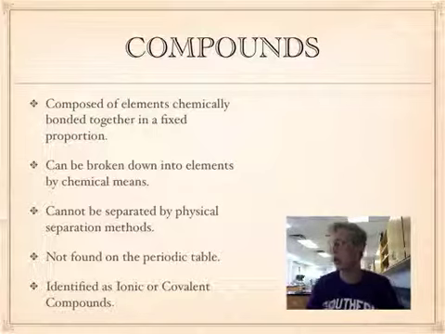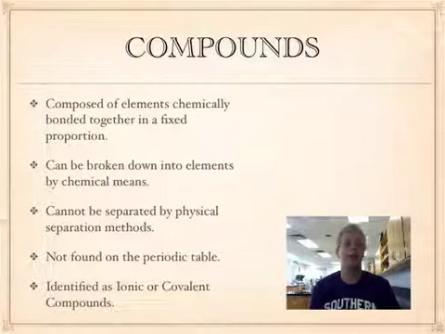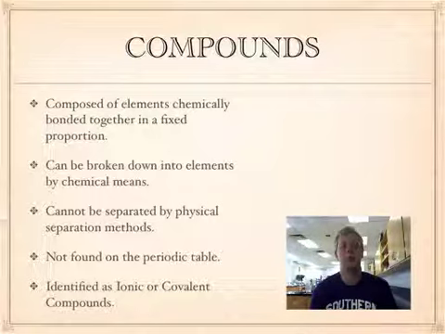Now, compounds, like water, can be broken down into elements by chemical means. So we could do a chemical reaction to break down water into hydrogen and oxygen. What we cannot do is use a physical means to separate out the atoms or the elements that make up a chemical compound. So you could not use paper chromatography or filtration or distillation or evaporation to separate water into hydrogen and oxygen. Compounds are also not found on the periodic table. The elements that make up the compound are, though.